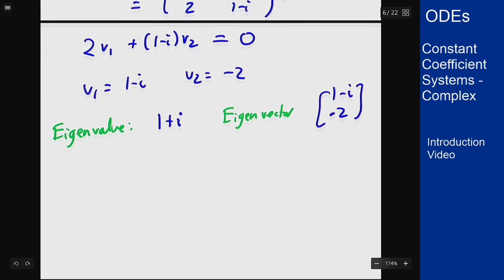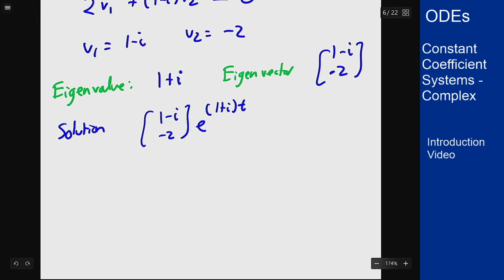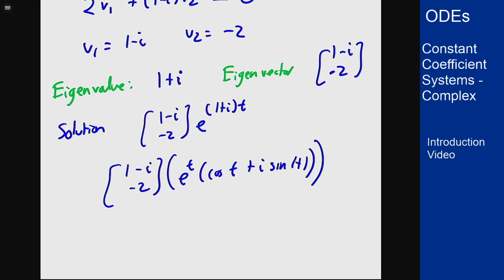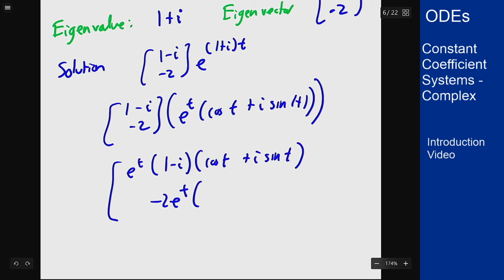So my solution then will be (1 minus i, minus 2) times e to the (1 plus i) t, which now I want to split into real and imaginary parts to write my general solution. So I see 1 minus i and minus 2. I see an e to the t, and then e to the it, so cosine t plus i sine of t. I can then put this all into the same vector to get an e to the t times a 1 minus i times a cosine of t plus an i sine of t, and negative 2 e to the t times cosine of t plus i sine of t.